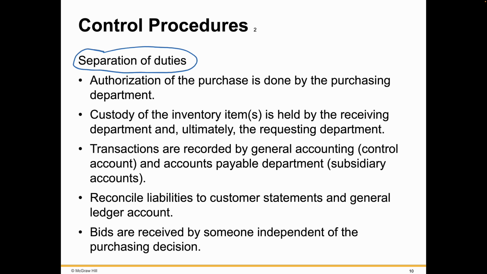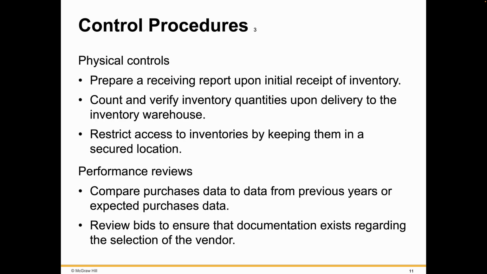So the authorization of a purchase is usually done by the purchasing department, but then the custody of the items is usually handled by the receiving department. Transactions are recorded by accounting or accounts payable department, and then you reconcile the liabilities to the customer's statement. And then bids are usually received by some independent person outside of the purchasing decision.